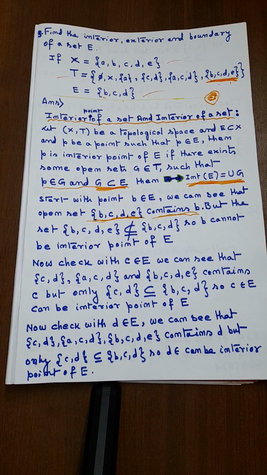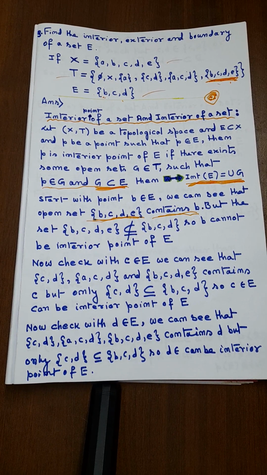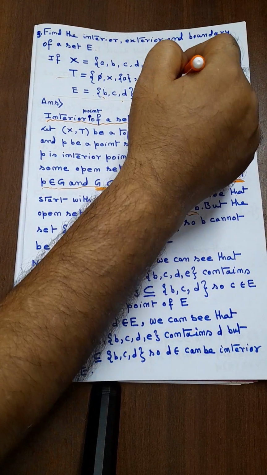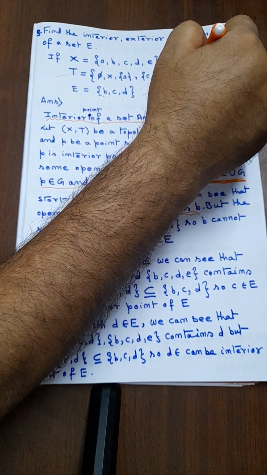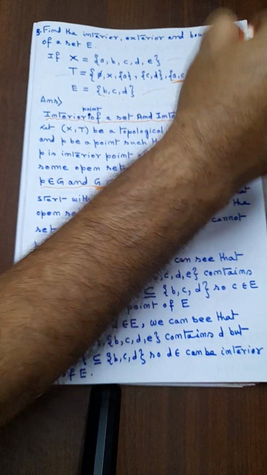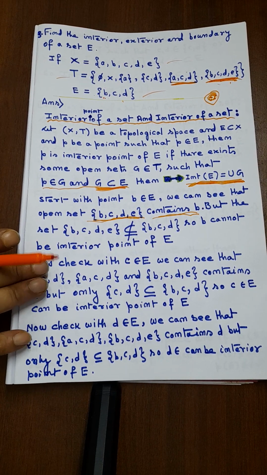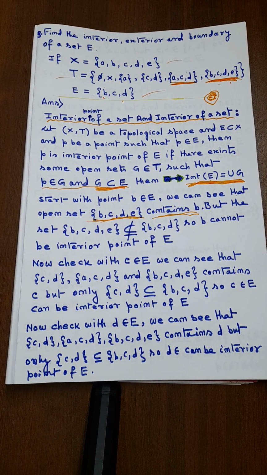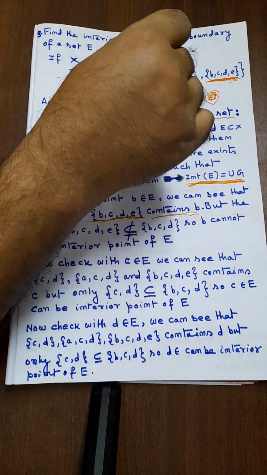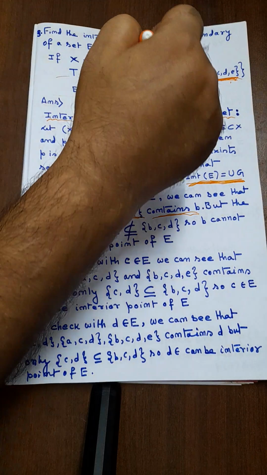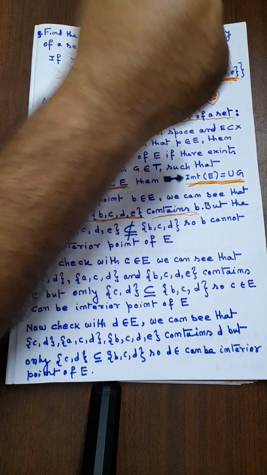B is not an interior point of E. Now let's check with C. ACD contains the point C, and BCDE contains the point C, right? Everything is written here. That is why at the start of the video I told you to take a screenshot of it. So ACD contains C, BCDE contains C, and CD also contains C.